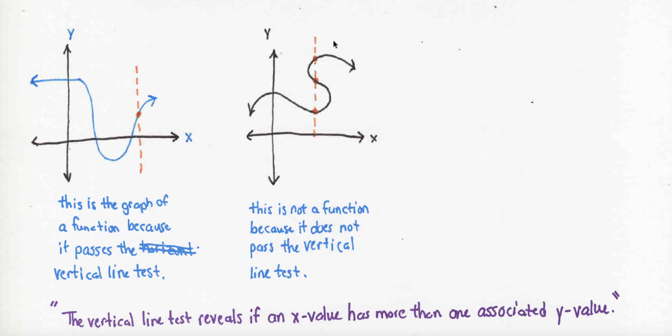However, this picture, this graph, is not a function, because here I draw the vertical line and it touches the function in more than one spot. And so this is not a function because it does not pass the vertical line test.